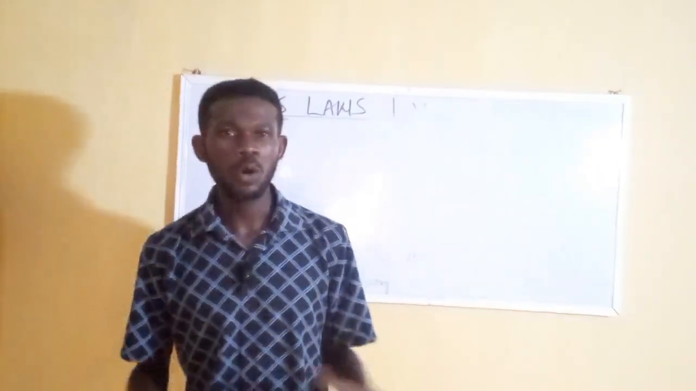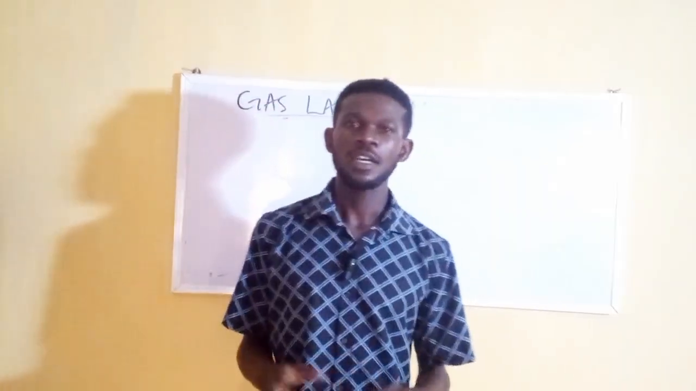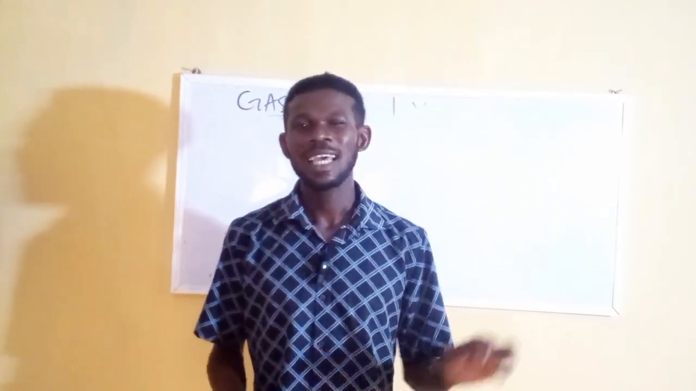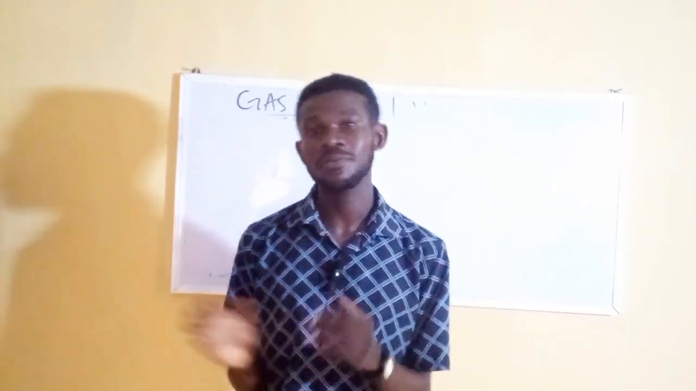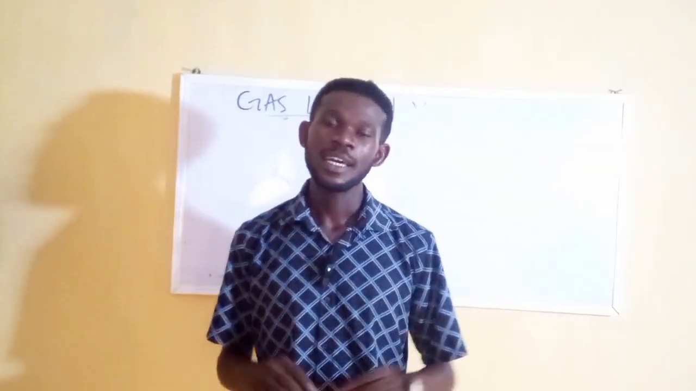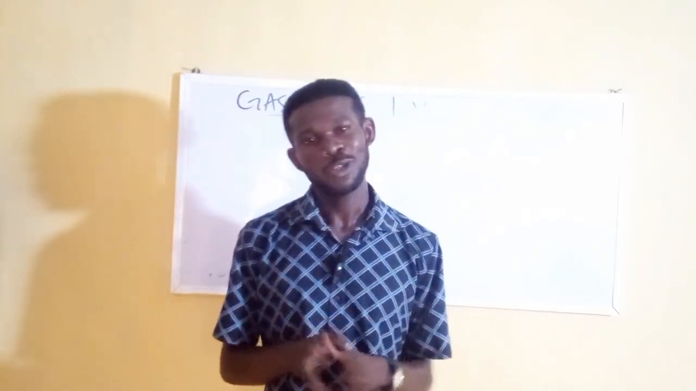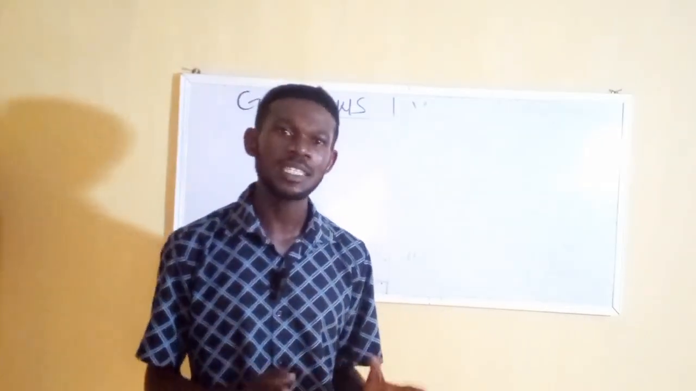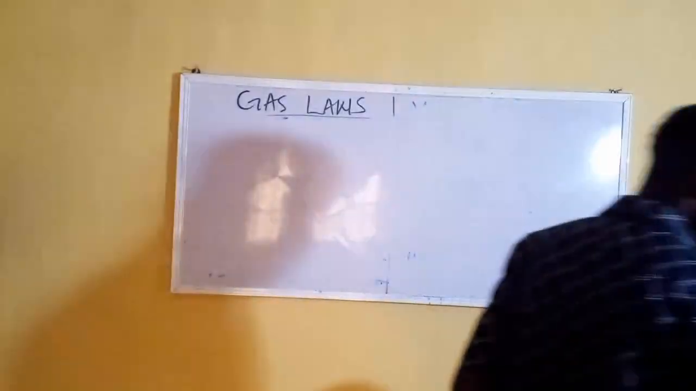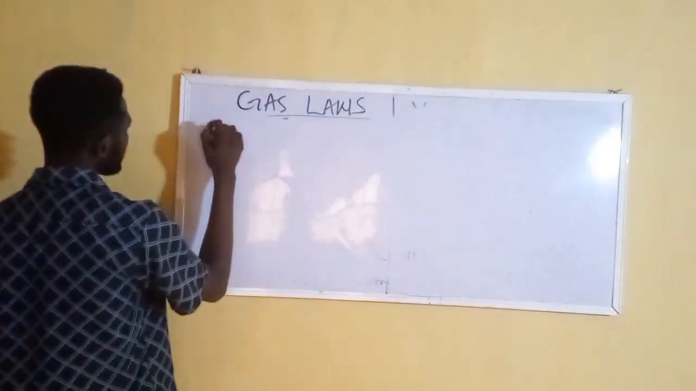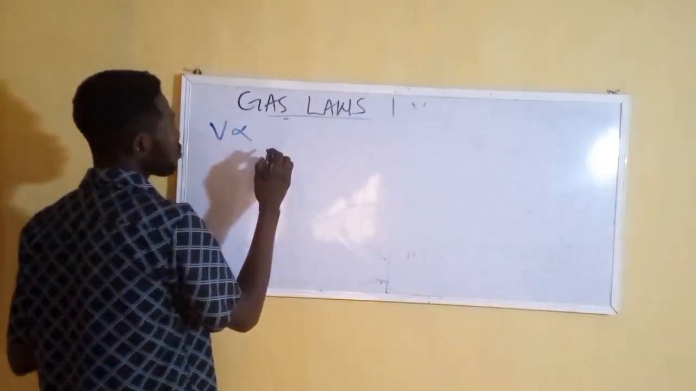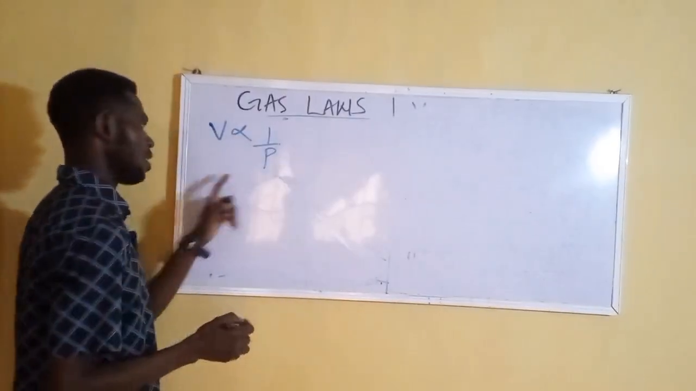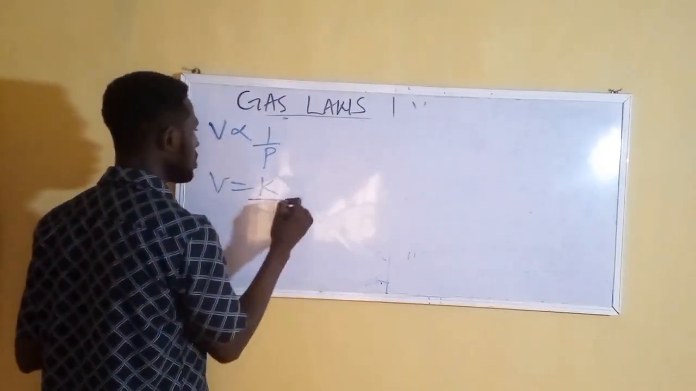Boyle's law states that the volume of a given mass of gas is inversely proportional to its pressure, provided that the temperature is kept constant. So in this case, our V is inversely proportional to our P. We have a representation as V, which stands for volume, inversely proportional to our pressure. This can be written as V equals K over P.